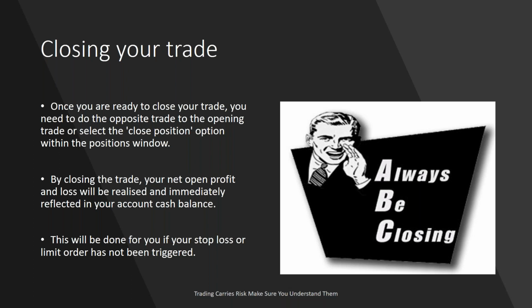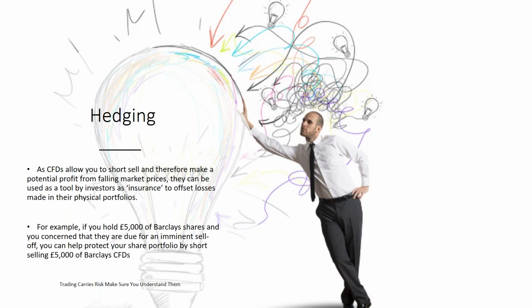So it's very easy to also manually close your trade. Once you're ready to close your trade, you just need to do the opposite trade to opening the position. Now, if you set stop losses, take profit points, the system does all that for you. But you can always just go in and close your position, and then your profit will be immediately placed to your account. But if you've got a stop loss in there or a limit order and they've been triggered, you don't have to worry about any of this.